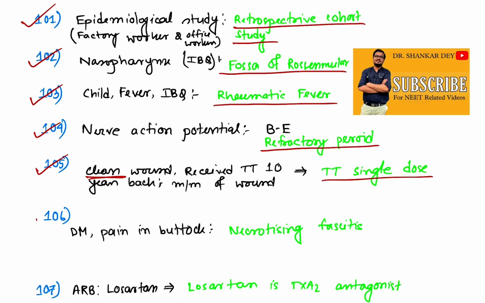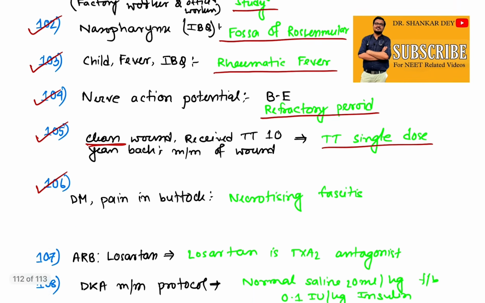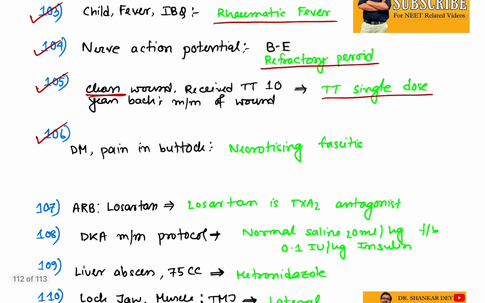Coming to question number 106, a diabetic patient, pain in the buttock, no gas gangrene. I think it is probably necrotizing fasciitis.